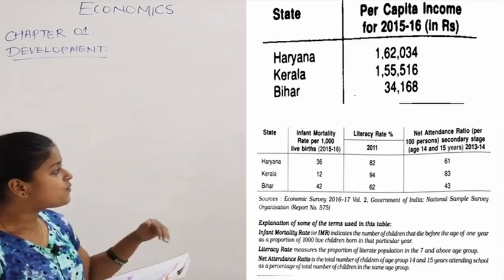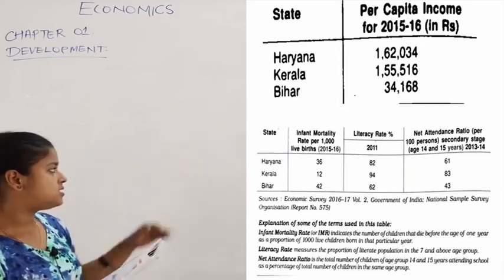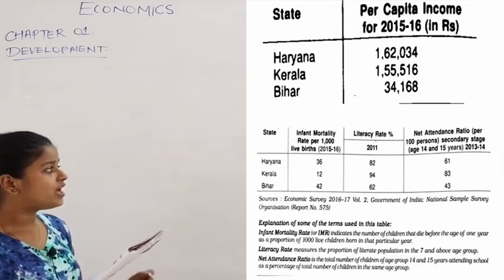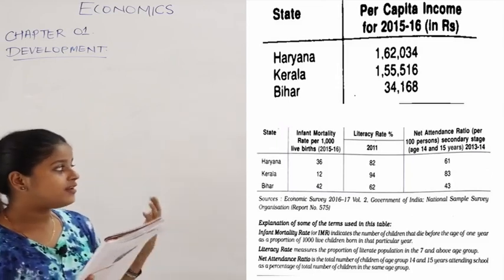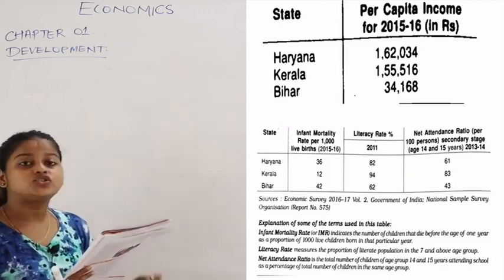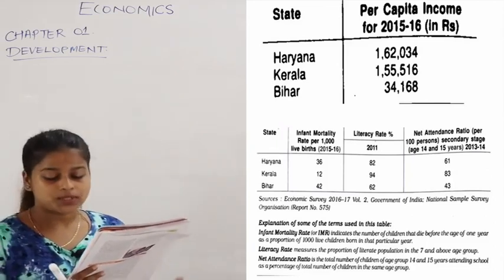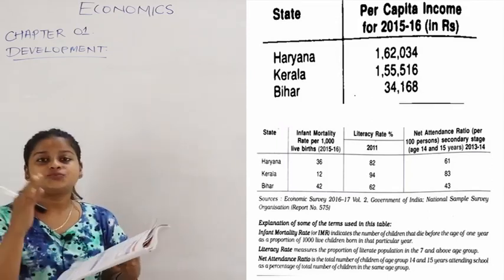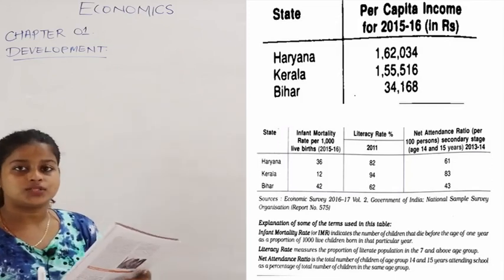So now if we see the second table, this second table shows us the state infant mortality rate per 1,000 live births in 2015-16. Next is the literacy rate, and lastly it shows us the net attendance ratio per 100 persons, that is the secondary stage of age group between 14 to 15 in the year 2013 and 14.